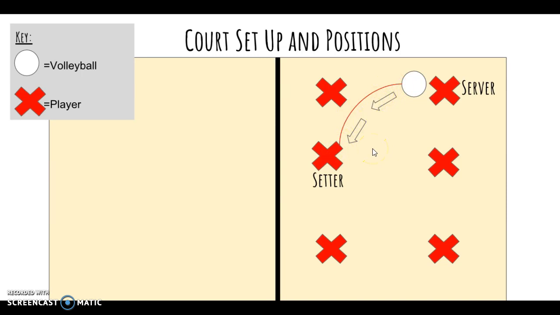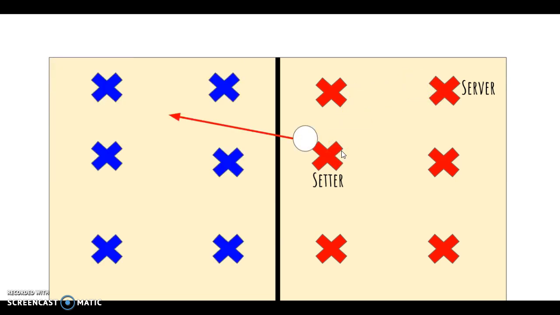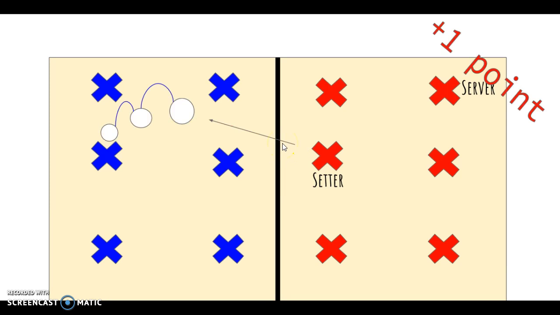This is only applicable in volley tennis. You do not do this in volleyball, but remember, volley tennis is a way to progress you into volleyball for next year. So the server is going to serve the ball to the setter, and then the setter is going to send it over the net, just like this. As you can see, the setter got the ball, and they're going to send it over.